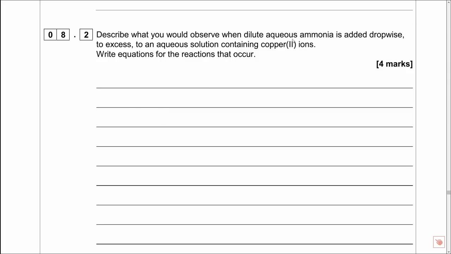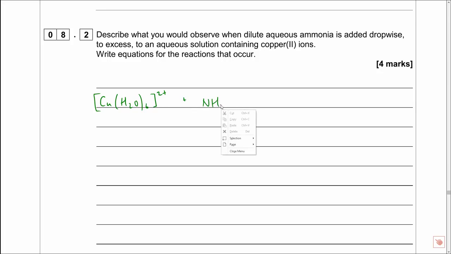Describe what you would observe when dilute aqueous ammonia is added dropwise to excess, nice, to an aqueous solution containing copper 2 ions. Write equations for the reactions that occur. Now, if you've seen my copper video, which is an absolute monument in cinematography, we're going to start with the hexa-aqua compound like that. You just need to know this, by the way.